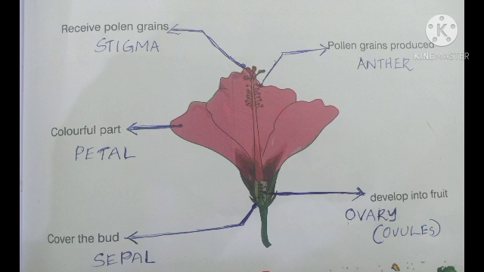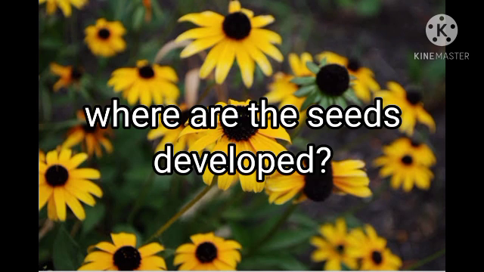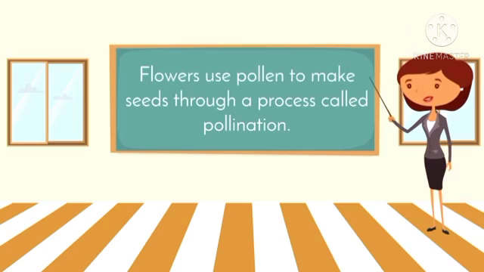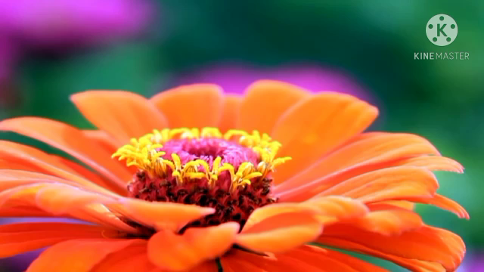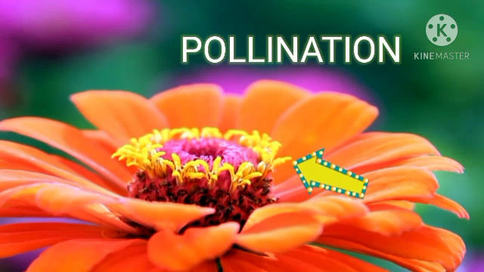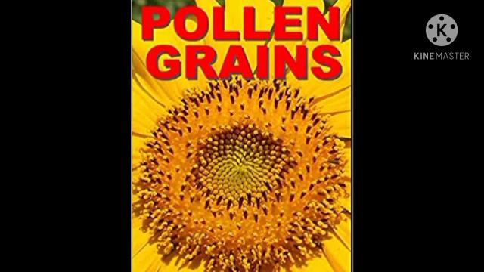Pollen grains are received in the stigma, and the pollen grains are produced in the anther, and the colorful part is called the petal. Then the sepal covers the bud, and in the ovary the ovules develop into fruit. Where are the seeds developed? Flowers use pollen to make seeds through a process called pollination. What is pollination? Now we are going to learn about pollination.